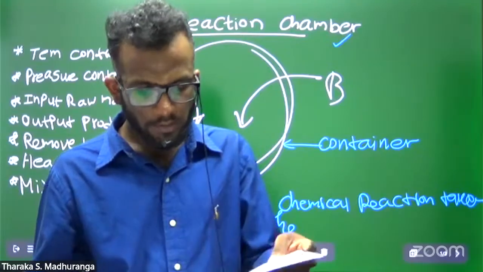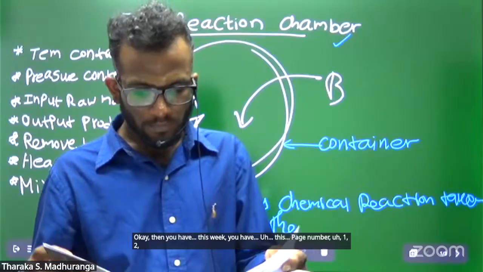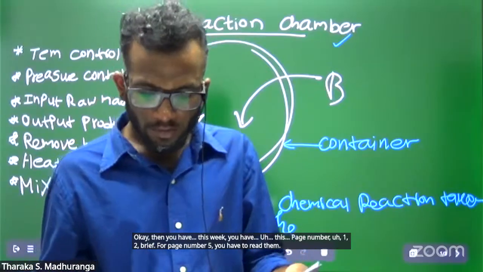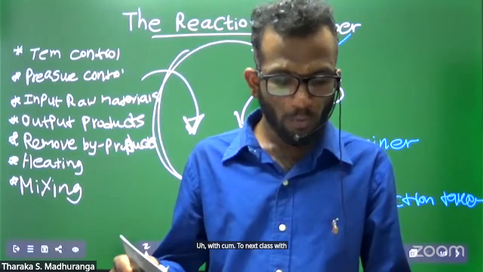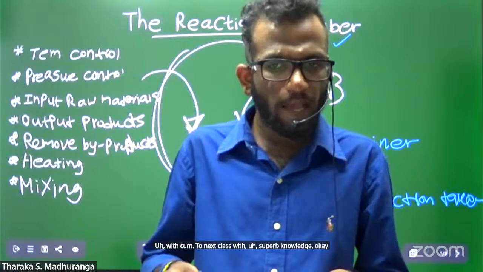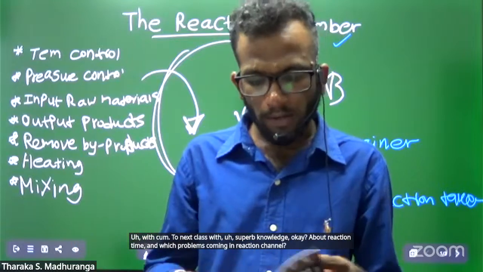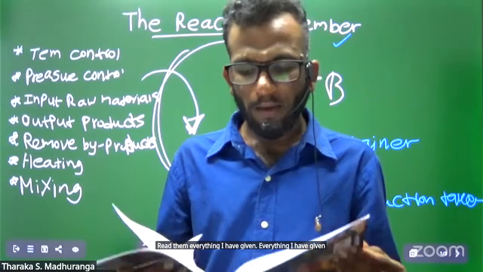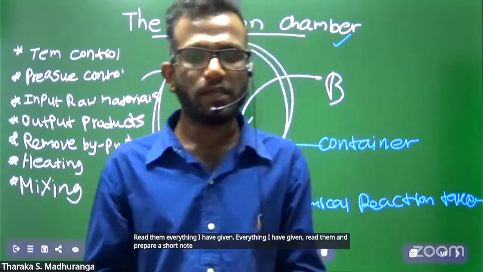these page numbers, 1, 2, 3, 4, page number 5. You have to read them and come to the next class with superb knowledge about the reaction chamber and the problems arising in it. Read everything I have given and prepare a short note. And the basic part, I think you got.